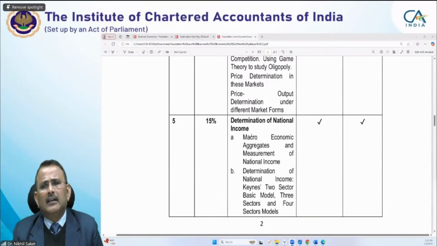Again, the Keynesian and classical economics distinctions, the two sector model, the three sector model, the four sector model, how to calculate one variable when other inputs are given in the questions. So there are simple explanations which have been given in your module, and on a particular page, all the important formulas are also there.